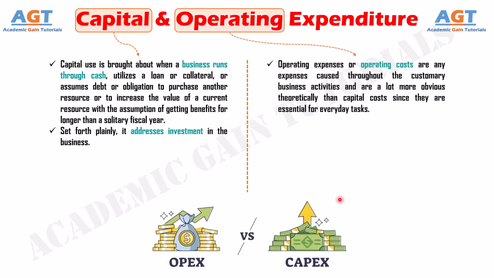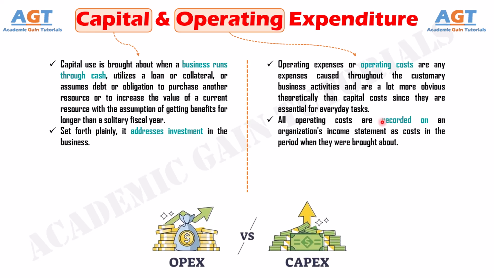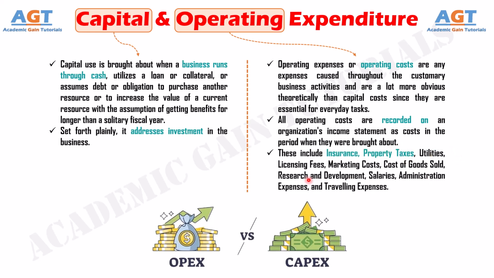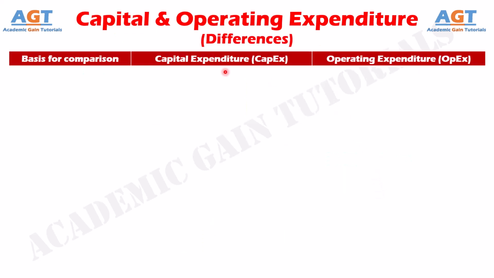On the other hand, operating expenses or operating costs are any expenses caused throughout the customary business activities and are a lot more obvious theoretically than capital costs since they are essential for everyday tasks. All operating costs are recorded on an organization's income statement as costs in the period when they were brought about. These include insurance, property taxes, utilities, licensing fees, marketing costs, cost of goods sold, research and development, salaries, administration expenses, and traveling expenses. So, let's look into the basic differences between capital expenditure and operating expenditure in a tabular form.